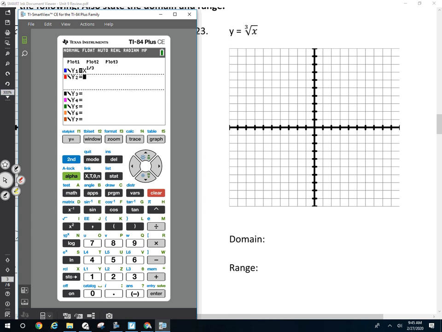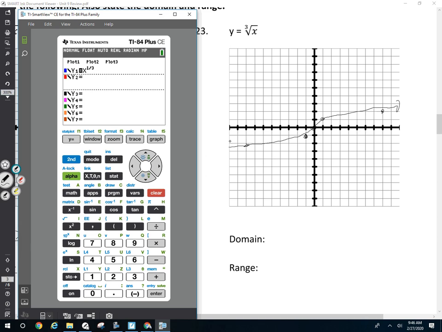Okay, some points on the cube root of x are like (1, 1), sure. But we can also have negative values: (-1, -1), (0, 0). The cube root of 8 is 2, so I have to go all the way to 8. I think this is (8, 2), and then (-8, -2). And this is what the graph of the cube root of x would look like.